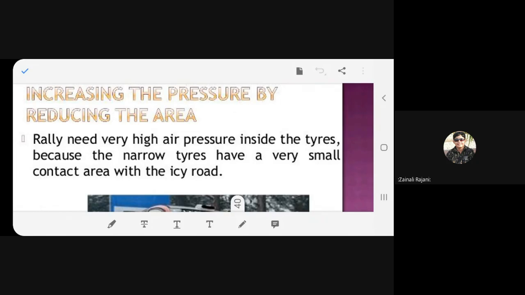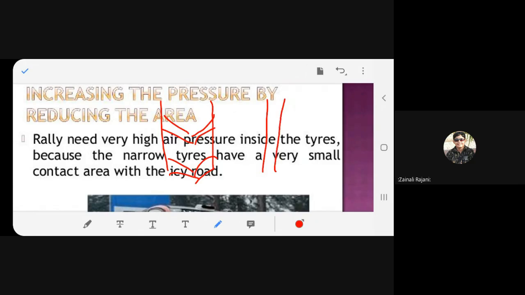For example, if our tires are this big, okay, so their tires will be this much. Got it? The rally tires will be so narrow. Our tires, which we are having at home, will have broad tires. Now, did this much you have understood? Yes, ma'am. Okay.